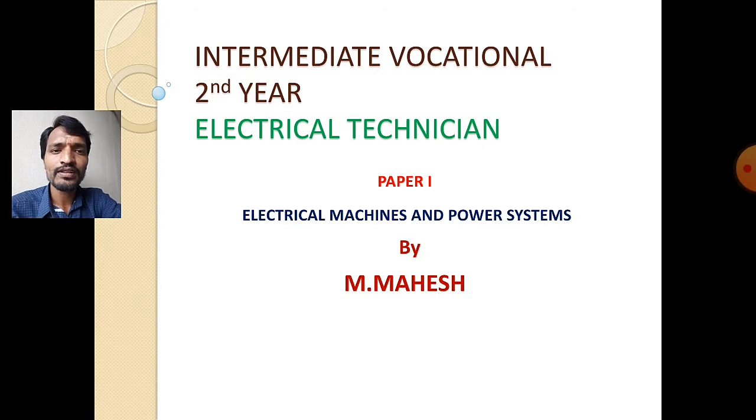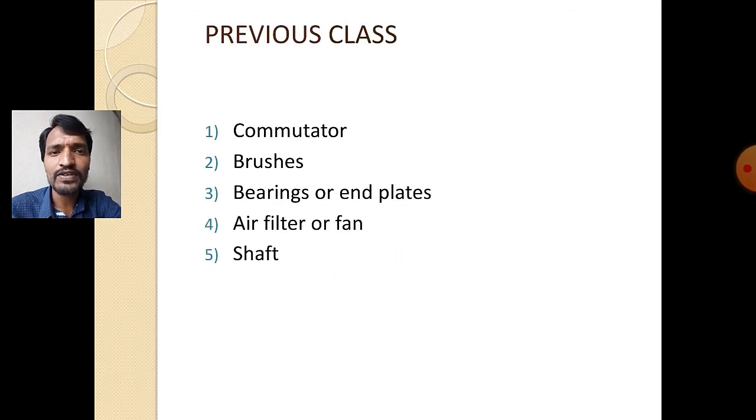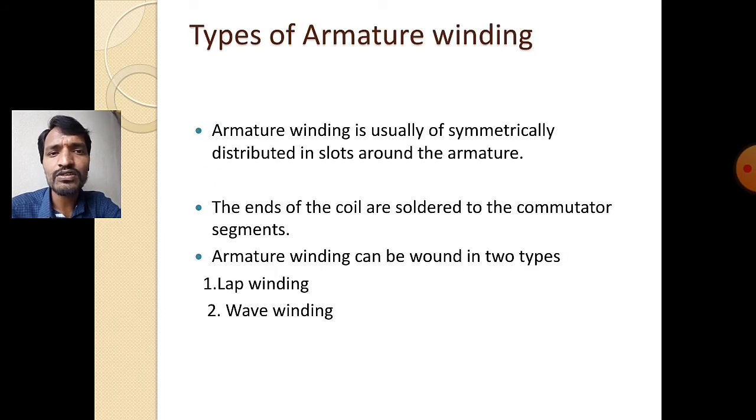Today in our electrical technician course, we are going to study Paper 1, that is electrical machines and power systems. In this, we have already started our first unit, DC generator. In the previous class, we discussed the commutator, brushes, bearings or end plates, air filter or fan, and shaft. If you have any doubts regarding these topics, please watch the previous class video.